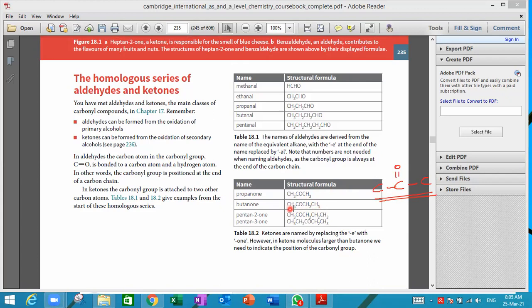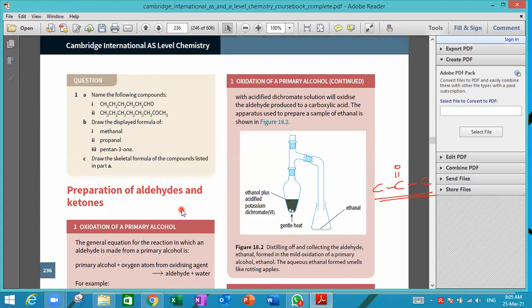Of course, if we have 4 carbon atoms, we call it butanone, but starting from pentanone, we have 2 different isomers. Either the C double bond O is present on carbon number 2, so we call it pentan-2-one, or we have the C double bond O placed at carbon number 3, so we call it pentan-3-one. So we have isomers in ketones.